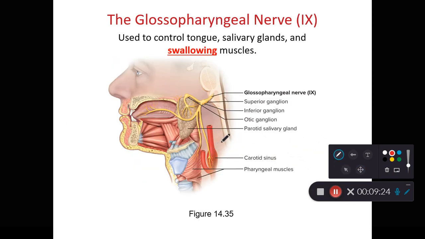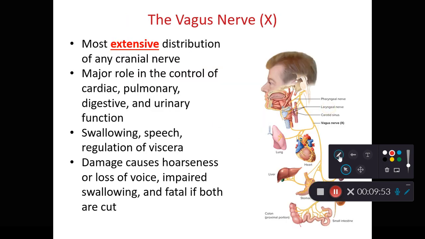As we look at the glossopharyngeal nerve, let's just look at this name. Glosso can refer to tongue. Pharyngeal refers to pharynx, or the back of your throat. The glossopharyngeal nerve allows for us to control our tongue and coordinate our swallowing. It also is going to help control the parotid gland, the largest salivary gland. So it's going to be the nerve primarily used to help us swallow food or swallow materials.